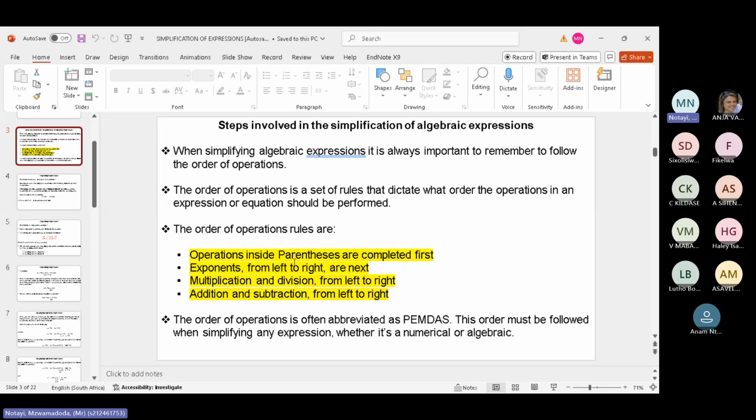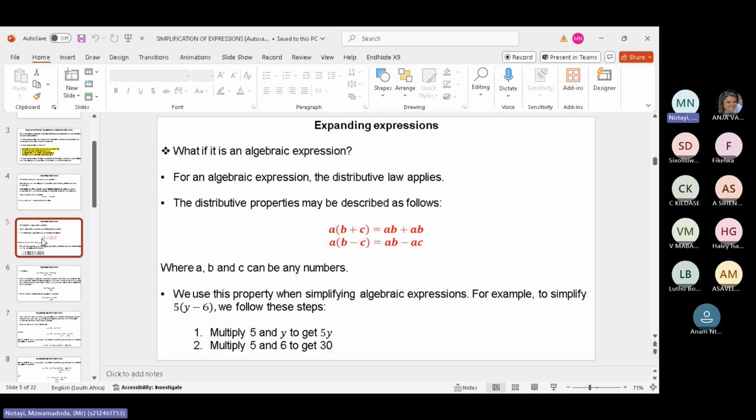So if all these appear in the same expression, this is the order. You will deal with operations inside the parentheses or brackets first, then the exponents from left to right, then multiplication and division from left to right, and then addition and subtraction from left to right. The order of operations is abbreviated as PEMDAS. This order must be followed when simplifying any expression, whether it's numerical or algebraic. So this one we just proved. Okay, now let me skip to here.